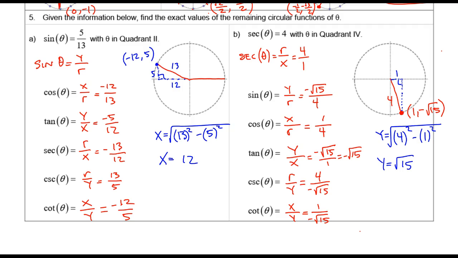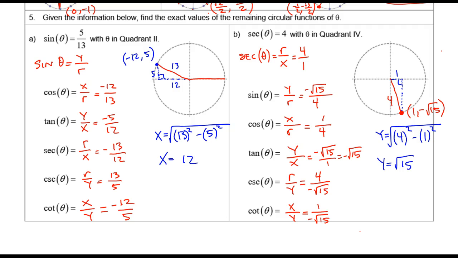Notice with this example, we never defined what theta was. We never came up with a value for theta. All we did was look at the trig ratios for that angle. And that was based on being given an initial ratio and being told what quadrant it was in. That's it. This should get you through pretty much all of WebAssign for section 10.3.